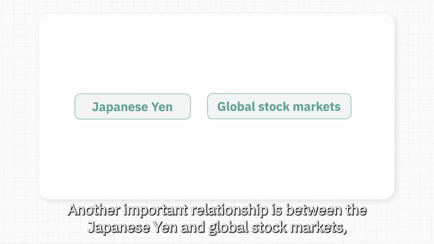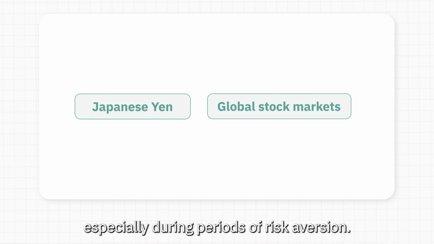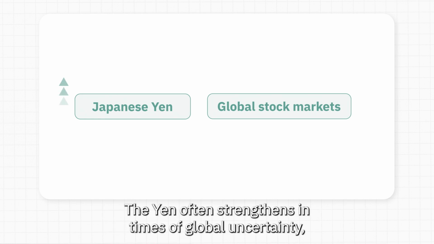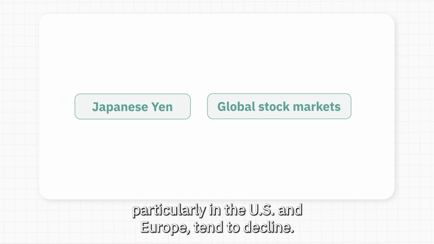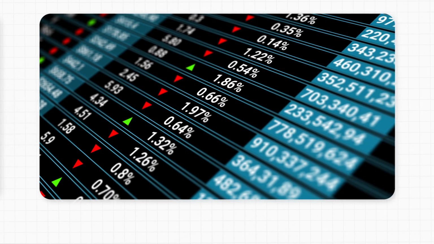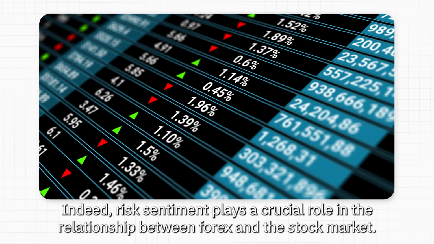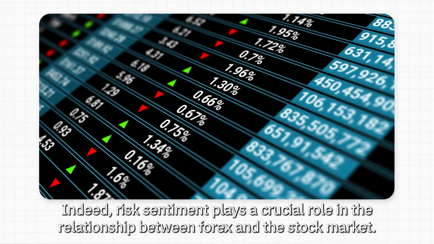Another important relationship is between the Japanese yen and global stock markets, especially during periods of risk aversion. The yen often strengthens in times of global uncertainty, reinforcing its status as a safe haven currency, while equity markets, particularly in the US and Europe, tend to decline. Indeed, risk sentiment plays a crucial role in the relationship between Forex and the stock market.